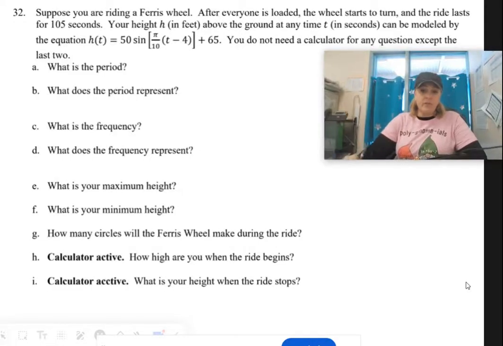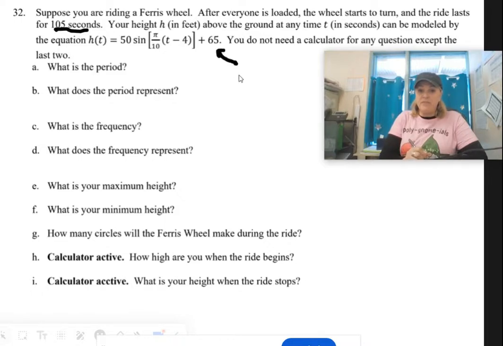Suppose you are riding a Ferris wheel. After everyone is loaded, the wheel starts to turn and the ride lasts 105 seconds. Your height in feet above the ground in time, t, in seconds, can be modeled by this equation. So the equation is given.